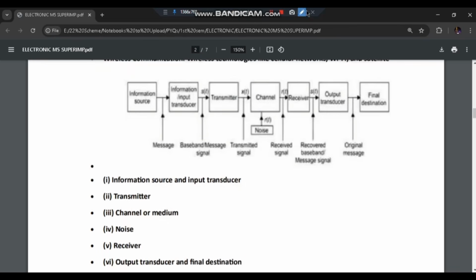So here, a few of the concepts are there. In wireless communication, the information source is transferred to the transducer, which is then sent to the transmitter, and the transmitted signal is sent to the channel, in which noise is also included. On the receiver side, the output stage removes the noise, and the information from the source reaches the final destination.